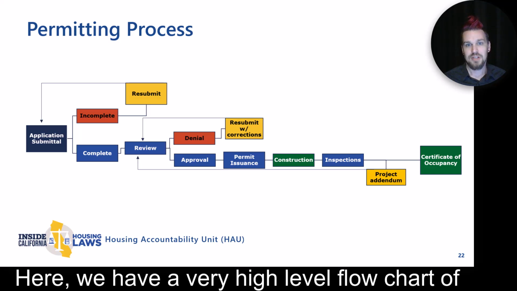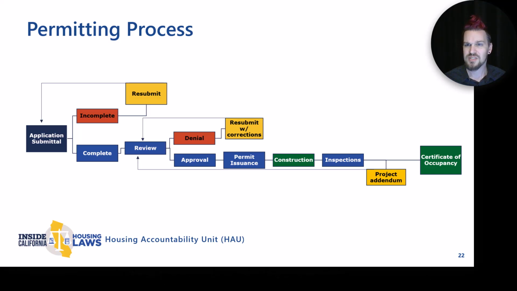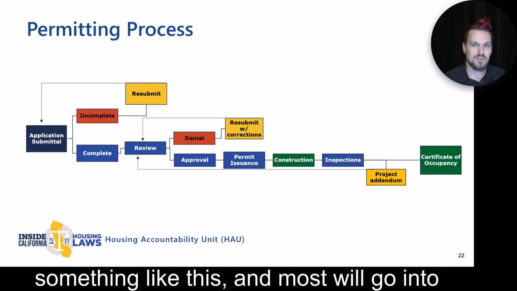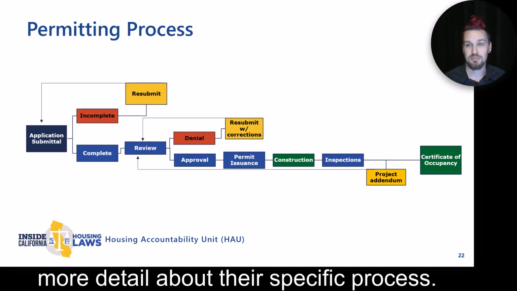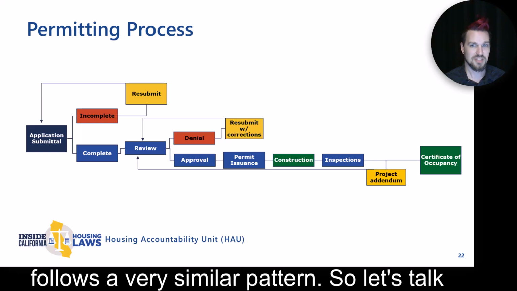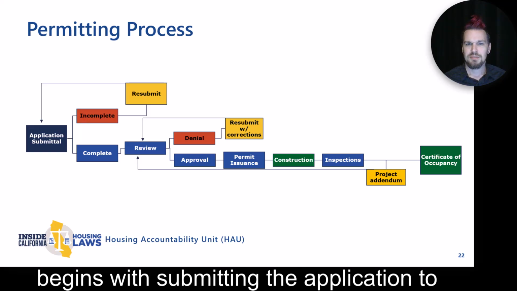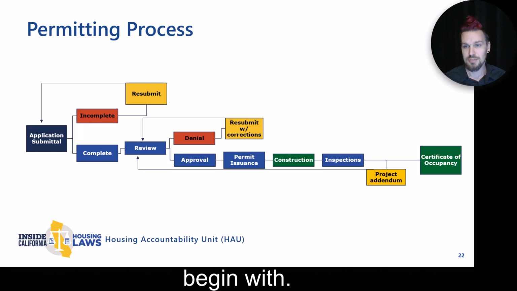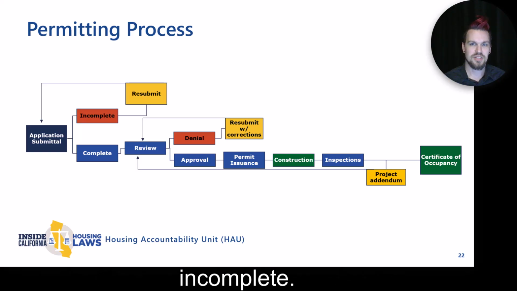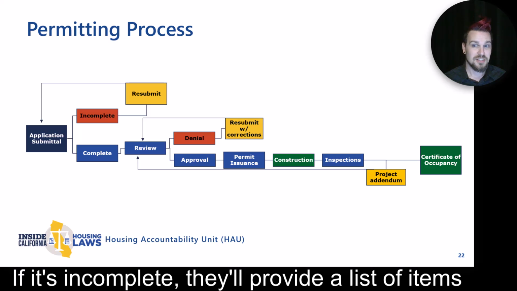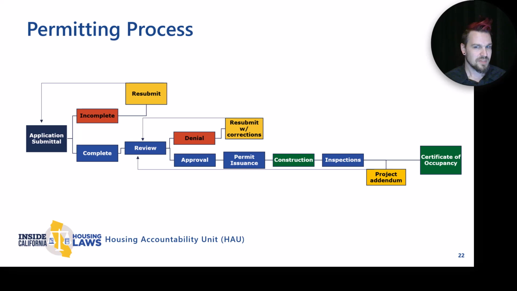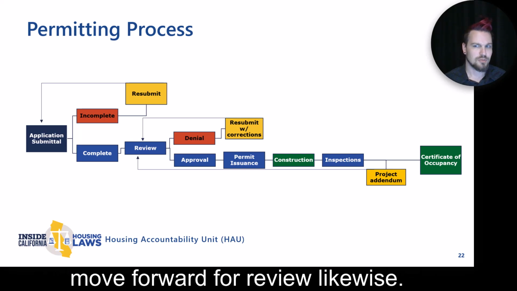Here we have a very high-level flowchart of the permitting process. Every permitting agency should have something like this, and most will go into more detail about their specific process. However, the permitting process typically follows a very similar pattern, so let's talk about it. Everything begins with submitting the application. The local agency will determine whether the application is complete or incomplete. If it's incomplete, they'll provide a list of items for completeness and require resubmittal. If the application is complete, then it will move forward for review.